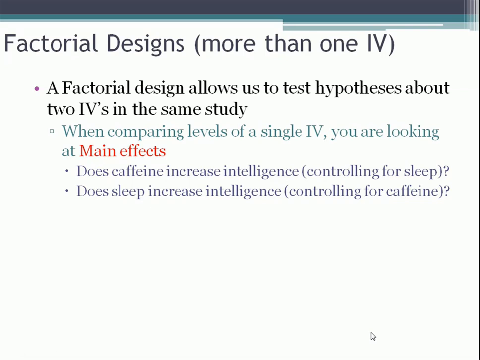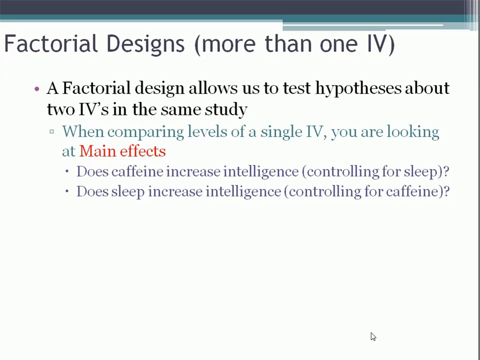Now, what's cool about factorial designs is that they allow us to test hypotheses about 2 independent variables in the same study. And so that's neat because we can look at these main effects of each independent variable on the dependent variable while controlling for the other. So does caffeine lead to increased intelligence controlling for sleep? Does sleep lead to increased intelligence controlling for caffeine?